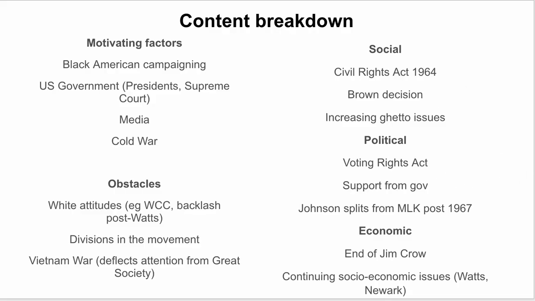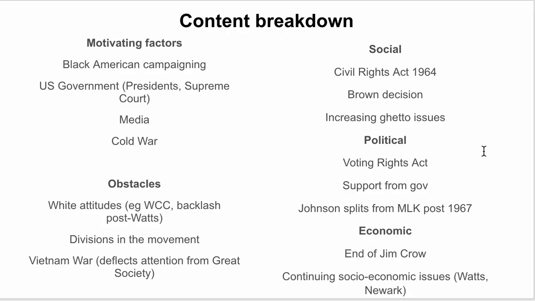And then in terms of social, political and economic rights, the significant changes on social rights are the Civil Rights Act, ending Jim Crow, the Brown decision, desegregating schooling, and then increasing ghetto issues as a counterpoint. You could talk about maybe Watts there. In terms of political rights, we've obviously got the Voting Rights Act, we've got significant and symbolic support from the government, but then a counterpoint, Johnson splitting from Martin Luther King post-67.